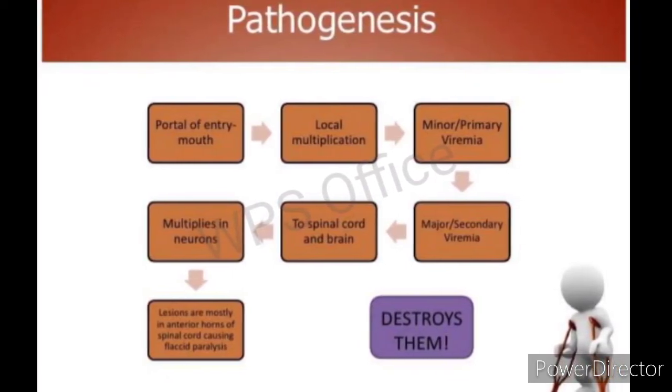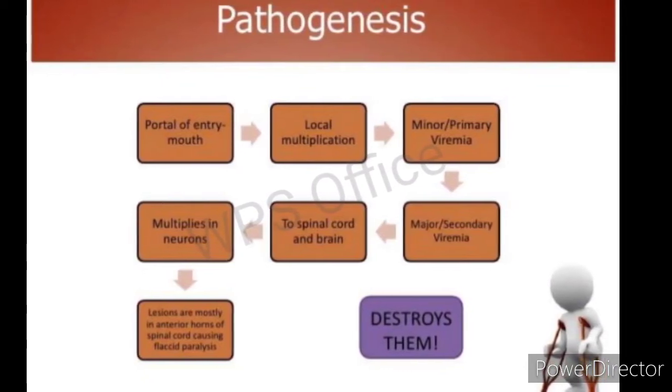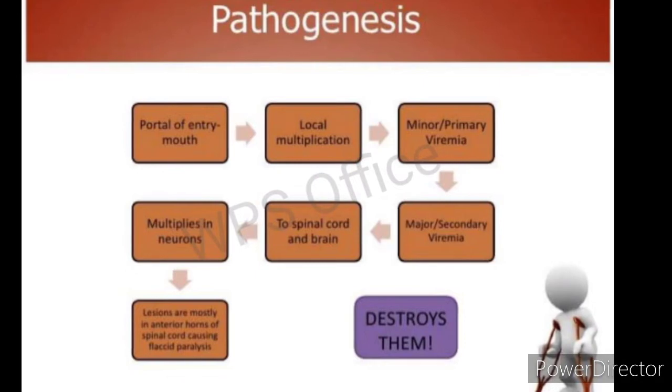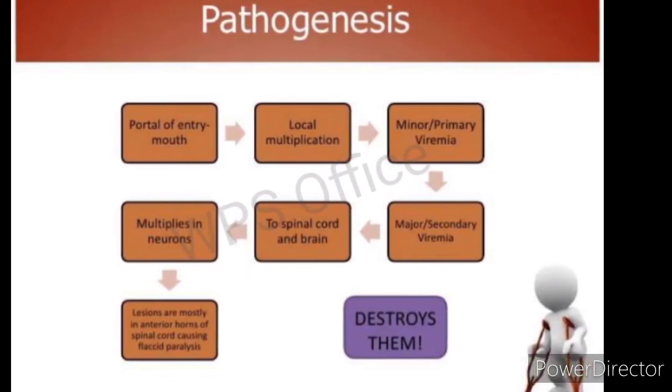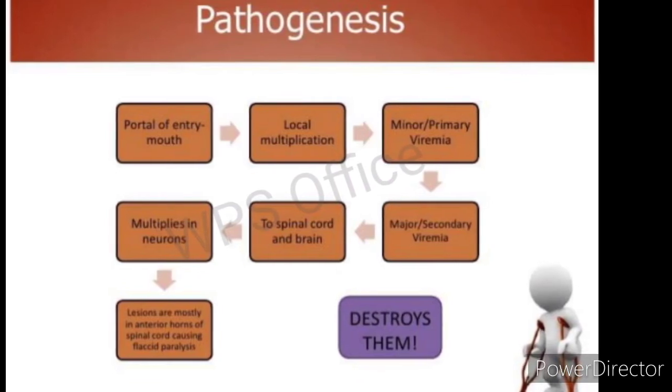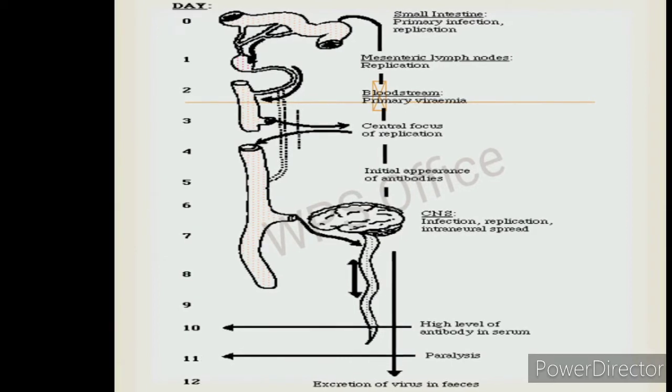That means there will be multiplication or infection in the bloodstream by the virus. Then after that, it will reach the spinal cord and brain and multiply in the neurons. Then lesions are mostly in the anterior horns of the spinal cord. Here also the same.